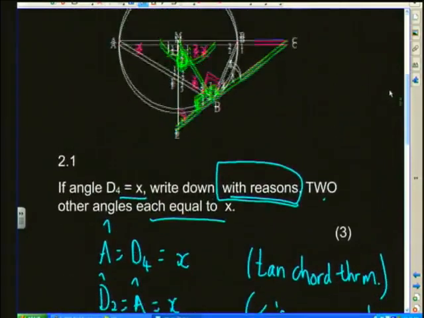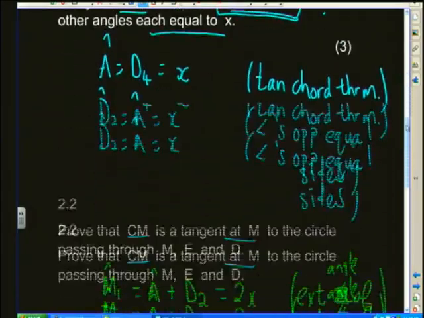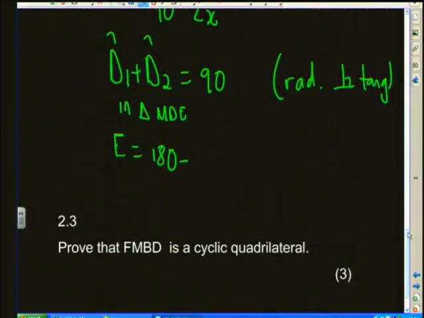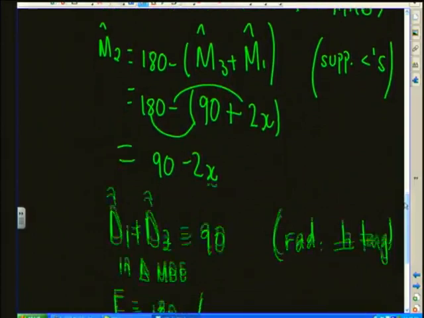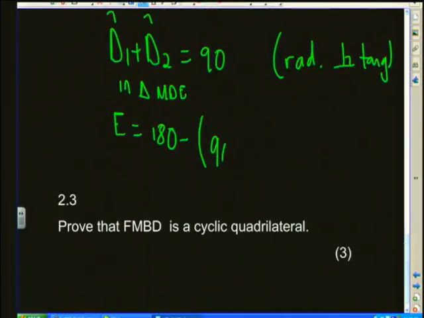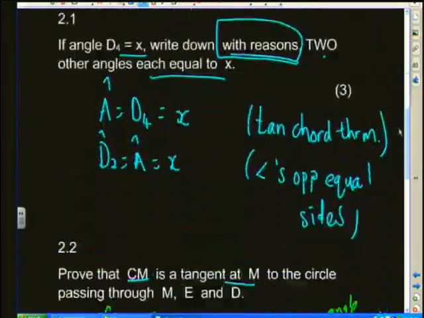Let's go back and reiterate what I've shown you already. Angle E is going to be equal to 180 minus angle D1 plus D2 plus angle M2, because of angles in a triangle. Right, so it's going to be 180 minus, M2, which was 90 minus 2x, plus the other angle, which was 90 degrees, it was D1 plus D2.